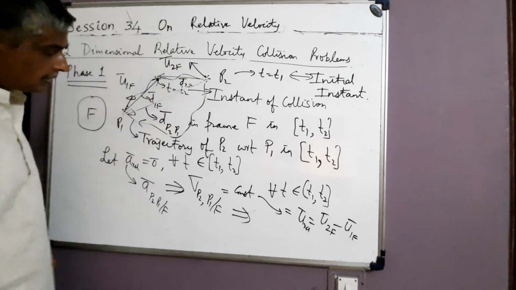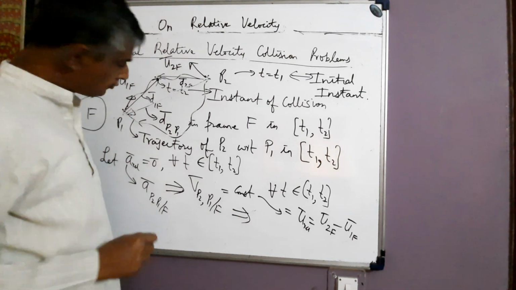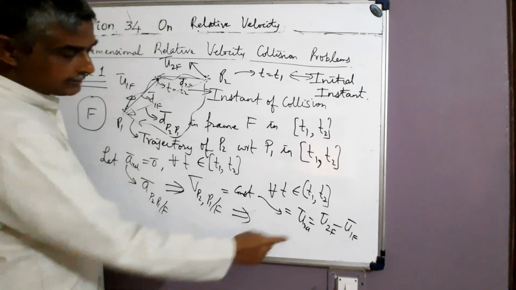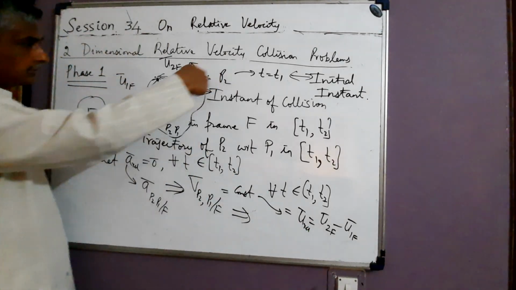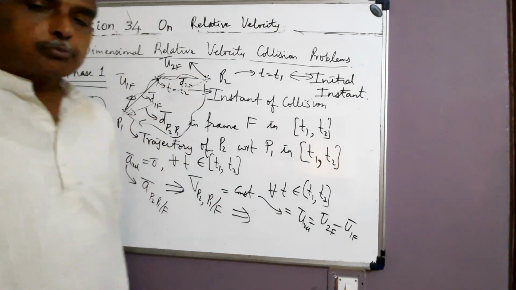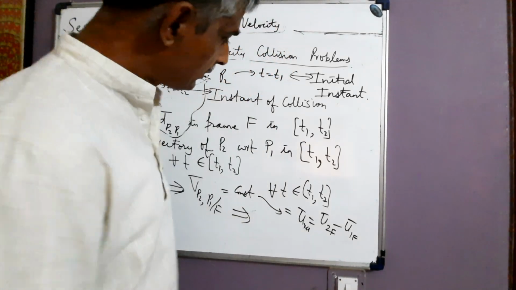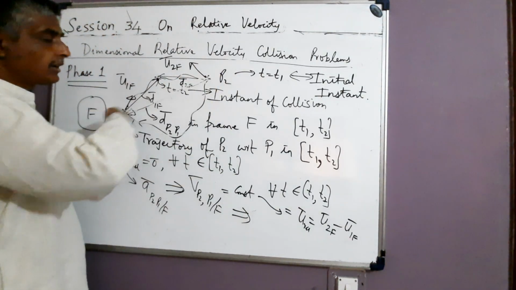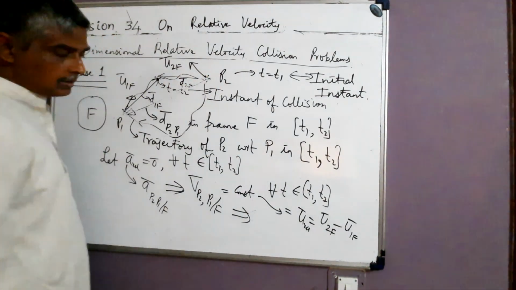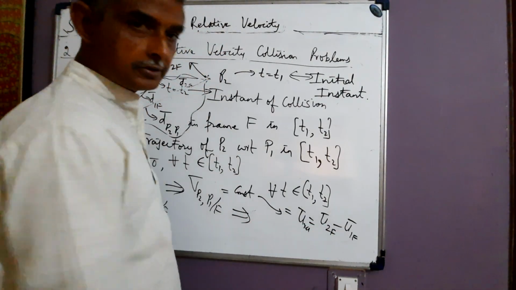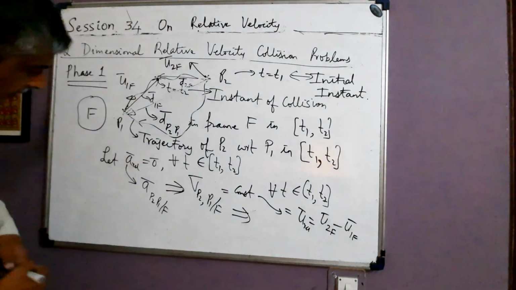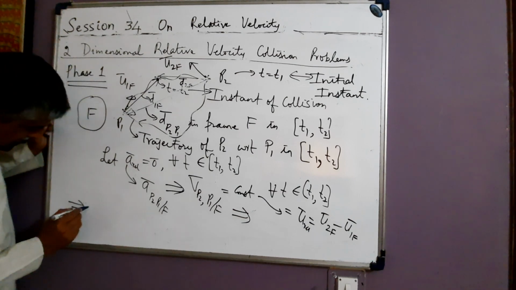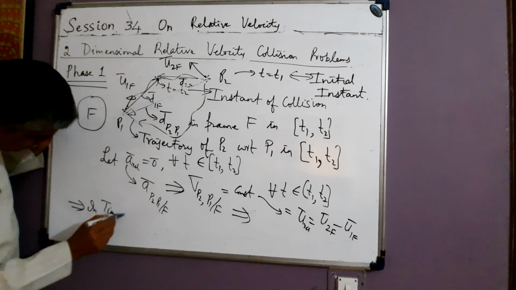Is it clear? So we'll say that in time interval t1 to t2, p1 will observe that p2 is moving along a straight path at a constant velocity this much directed towards p1. This is what p1 is going to observe. So p1 will observe that in time interval t1 to t2, p2 is moving along a straight line directed towards p1 at a constant velocity of u relative. Is it clear?